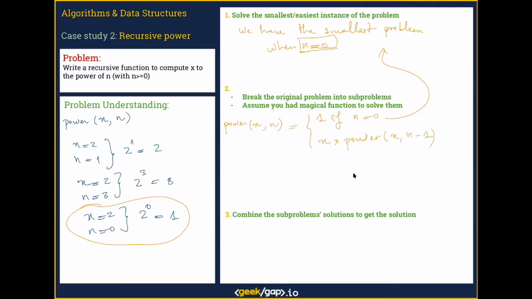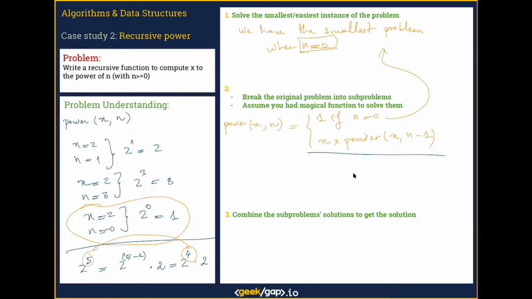That sounds plausible, right? Because if you're doing 2 to the power of 5, we can do 2 to the power of 5 minus 1 times 2. And this is precisely what this function is saying here. Does that make sense? Yes, it does. So that's how we actually break the problem into smaller problems. Because here now, this problem is 2 to the power of 4 times 2. And it's a smaller problem compared to this one here.